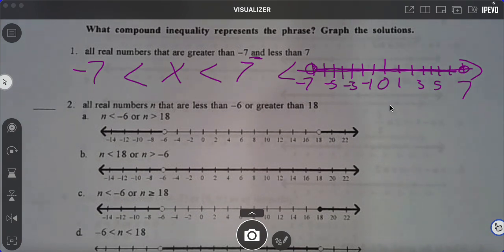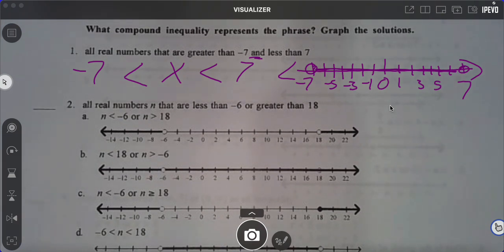-7 is going that way and +7 is going that way? Yeah. The way I think of it is I just say, x is between those two numbers, so I'm shading between those two numbers. Okay? That's how you do the one with the word and. Did you see one on your paper like that from yesterday? Okay. Are we ready for number 2?